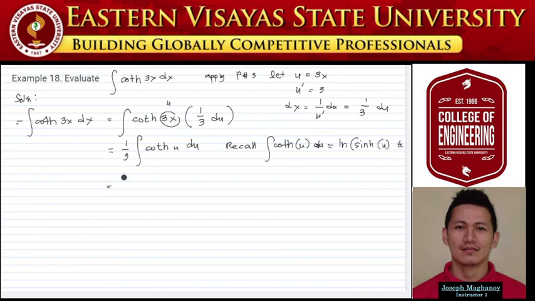Okay, so 1/3 ln sine hyperbolic u plus c. Then we recall our value of our u, which is 3x. So our final answer is 1/3 ln sine hyperbolic of 3x plus c. So this is your final answer.